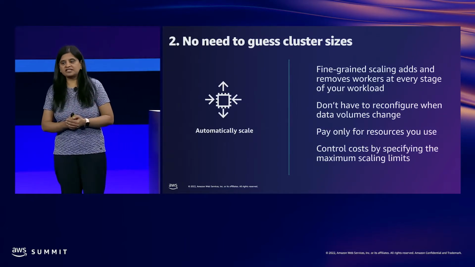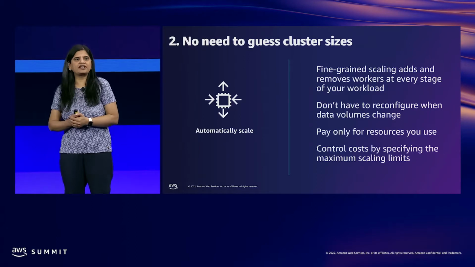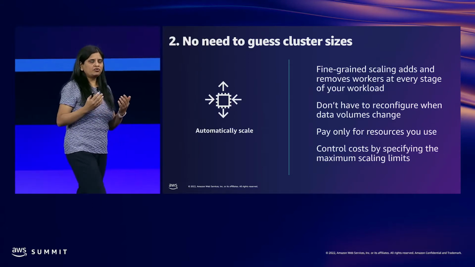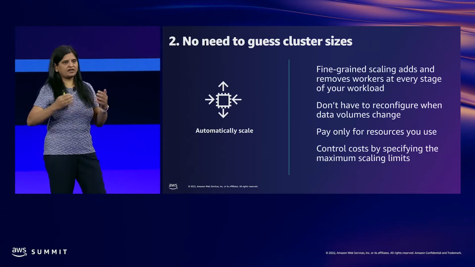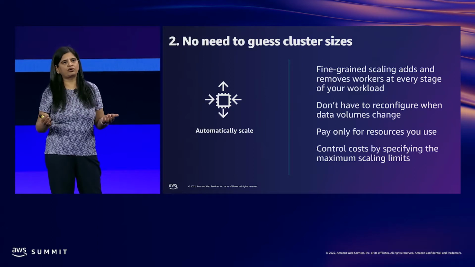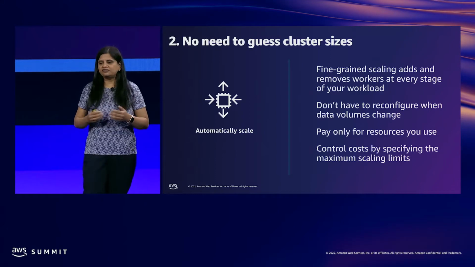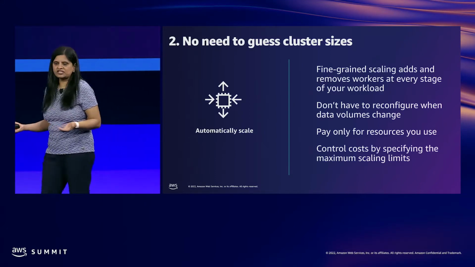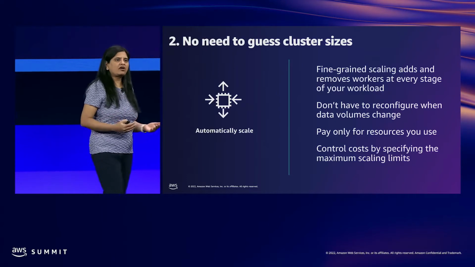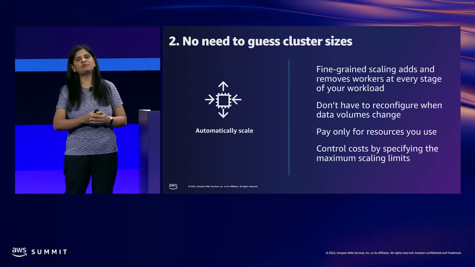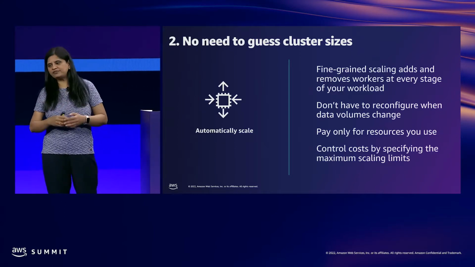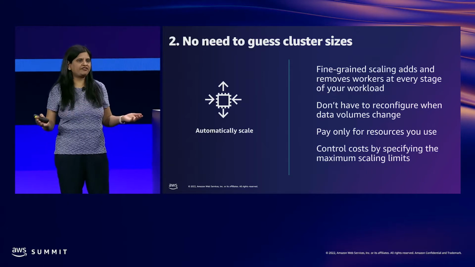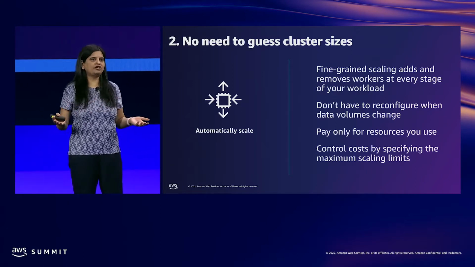The second benefit is, if you are familiar with working with EMR on EC2 today, you spend a good amount of time trying to decide the cluster size. That's because you want to right-size your cluster both for meeting your SLAs to run your Spark job, as well as for cost purposes. With EMR Serverless, there is no need to guess your cluster size. We've implemented something called fine-grained scaling that automatically adds and removes workers at each stage of your data processing job, which means that you don't have to reconfigure your cluster when your data volumes change.